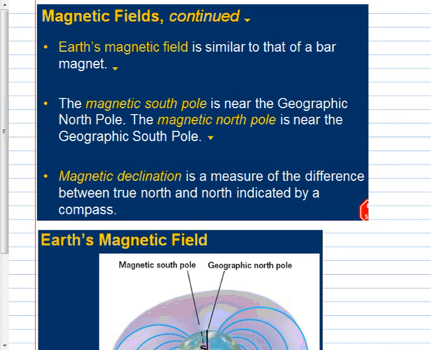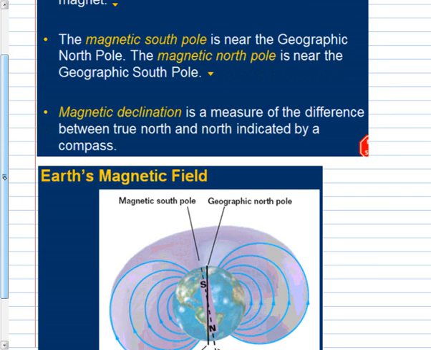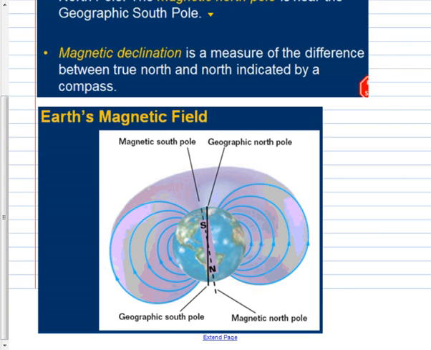Earth's magnetic field acts like a bar magnet, but the magnetic South Pole is really at the geographical North Pole, and the magnetic North Pole is near the geographical South Pole, as the picture shows right down there, that we already talked about a little bit.